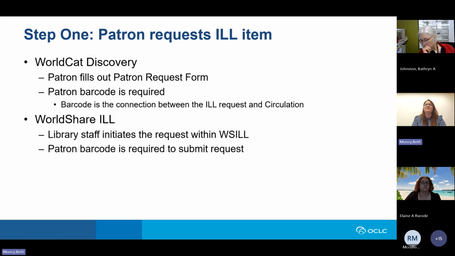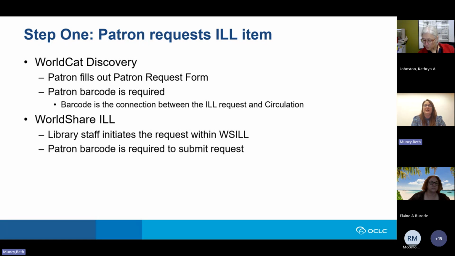The first step is the request is initiated. Whether the patron requests the item directly through WorldShare or WorldCat Discovery, they will fill out the patron request form, log into their account, fill out the form, and submit it, and you'll get the request through WorldShare ILL. You can turn on buttons to allow patrons to do this depending upon how you want them to make requests.